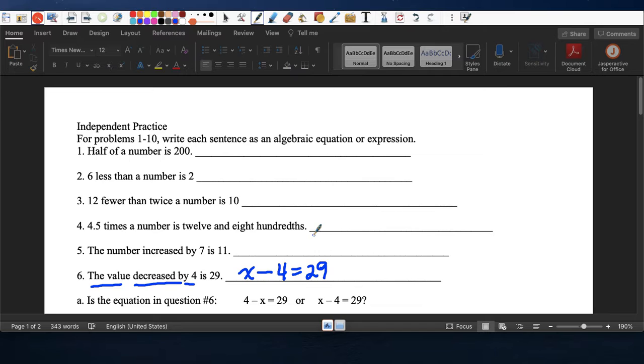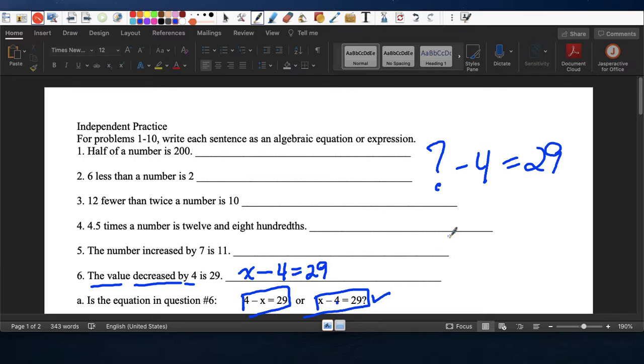So for this one, they're asking us, is it 4 minus x equals 29 or x minus 4 equals 29? So the correct one is x minus 4 equals 29. So think about it. A number minus 4 equals 29. So that makes sense. Un número minus 4 equals 29.